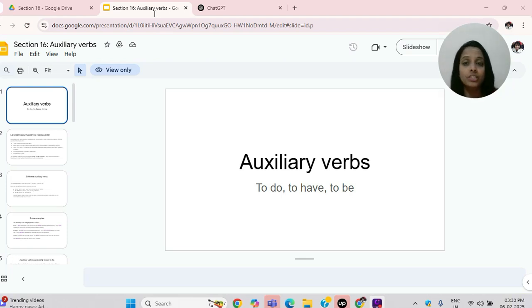Have you ever come across a sentence that just feels incomplete? Like something is missing but you can't quite put your finger on it? Let's try this. She's singing beautifully. Wait a second. Something sounds off, right? It's like the sentence wants to say something but doesn't have the full power to do so.